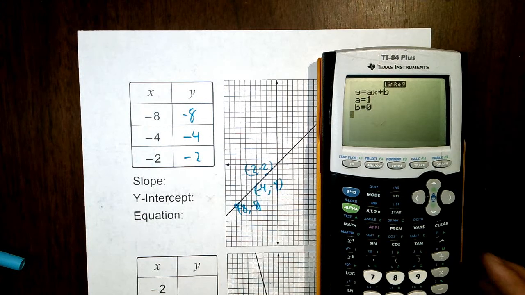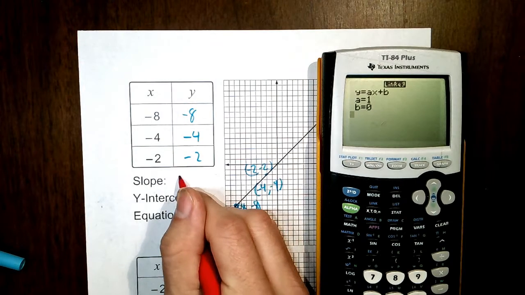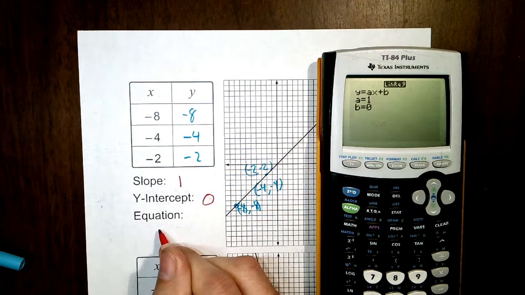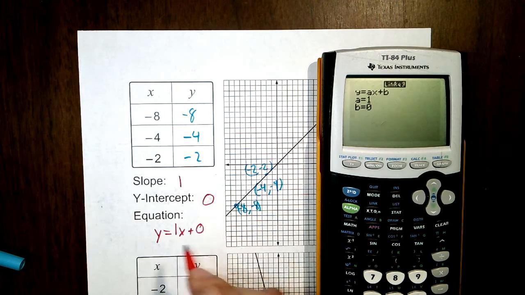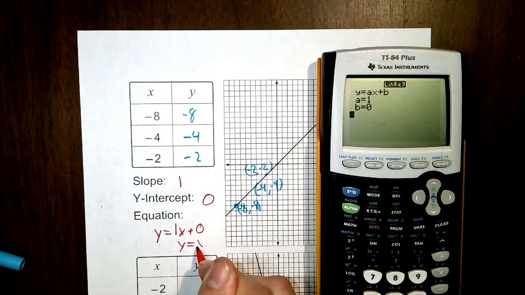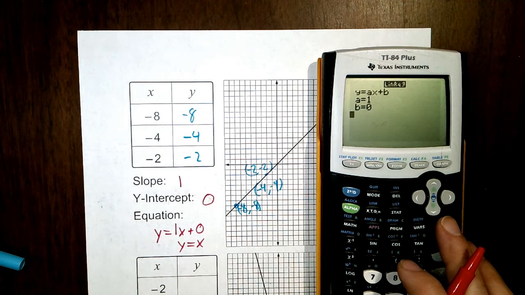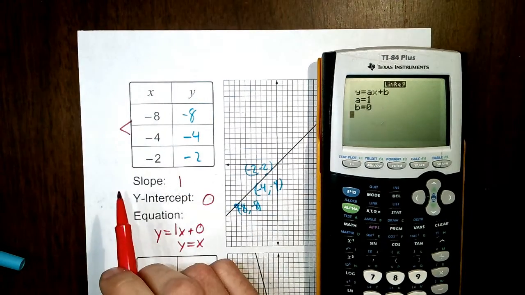If you got to this screen, you have the slope, which is 1, the y-intercept, which is 0, and the equation, which would be y equals 1x plus 0, or just y equals x in this case. If you like this better, I'm fine if you start using your calculator to find the equation and to find the slope and to find the y-intercept. But you need at least 2 ordered pairs in order to do this.